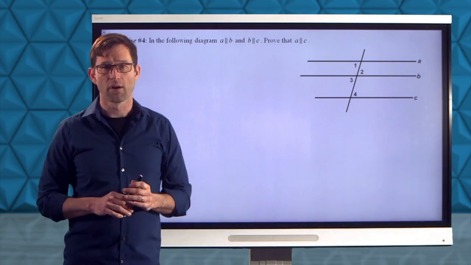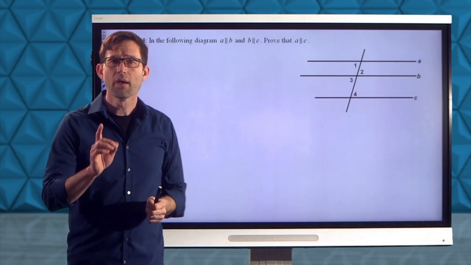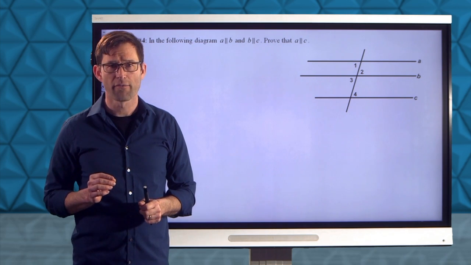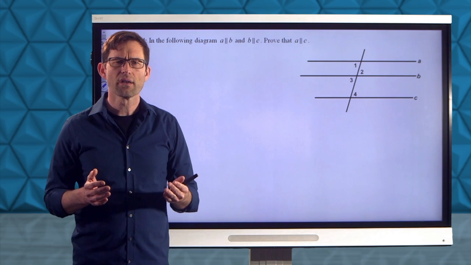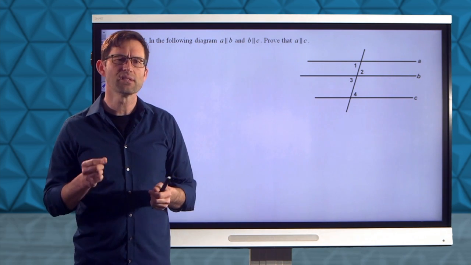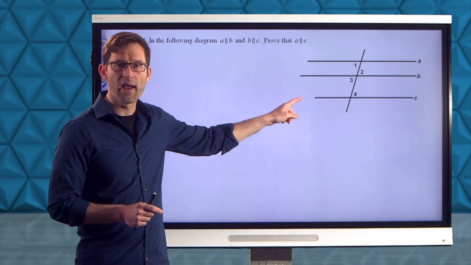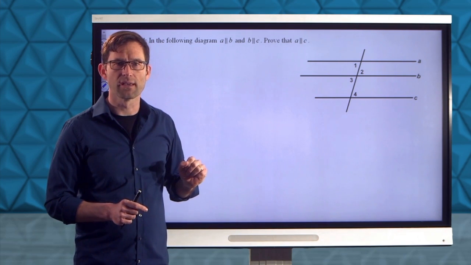But watch the logic here, okay? Actually, maybe take a moment and think about the logic. We're going to write this one out as a paragraph proof in a moment, but take a look and think about what we've been talking about and see if you can construct an argument for yourself why line A has to be parallel to line C.